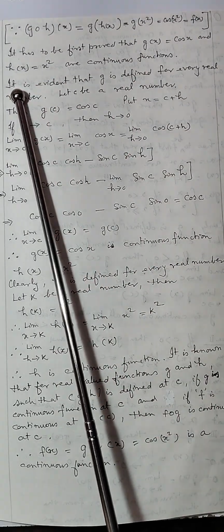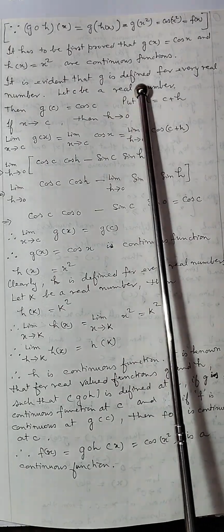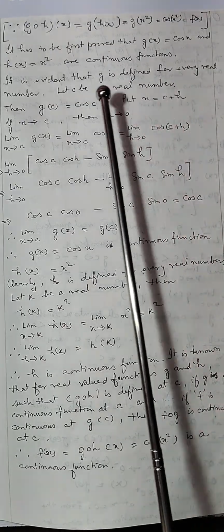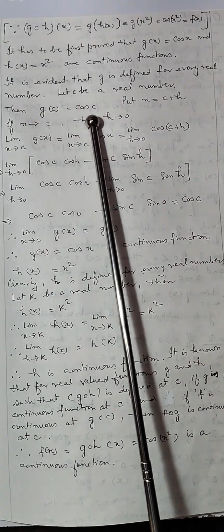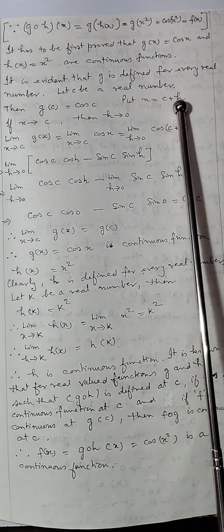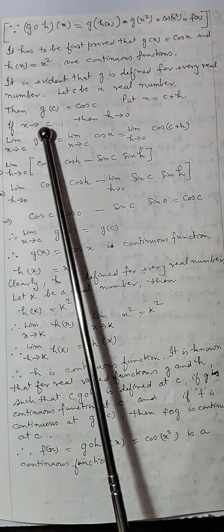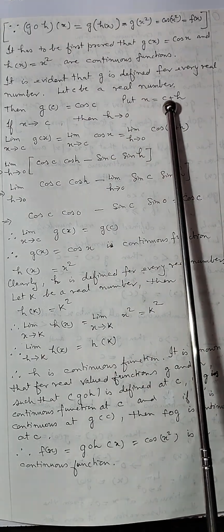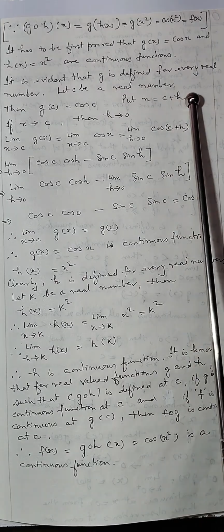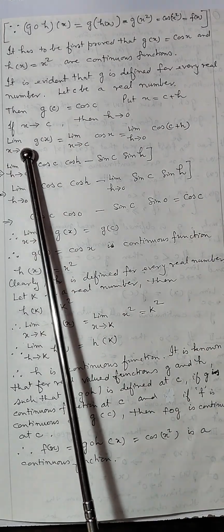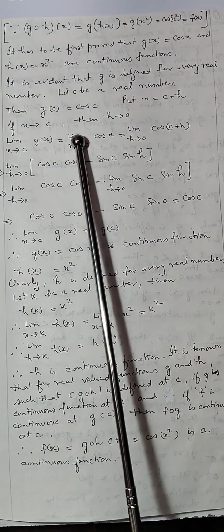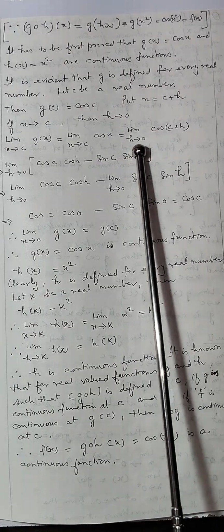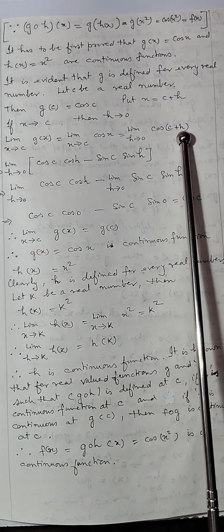It is evident that g is defined for every real number. Let c be a real number. Then g(c) is equal to cos of c. Put x is equal to c plus h. If x tends to c, then h tends to 0. See, if x is approaching c, then what will h be? It becomes 0. Limit x approaching c of g(x) is equal to limit x approaching c of cos x, that will be equal to limit h approaching 0 of cos of c plus h.